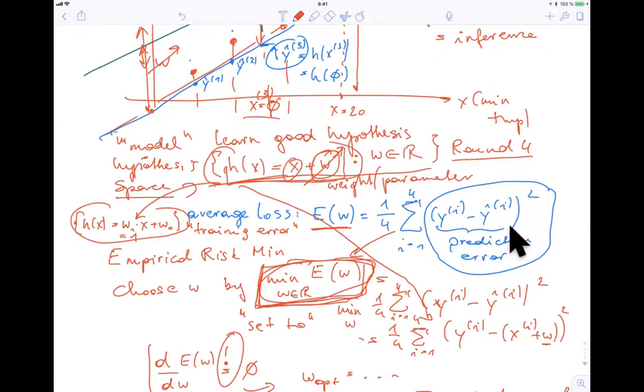But you can also have other maps by choosing W1, for example, equal to 2, which are not in this space here. So you can show that any element of this space must belong to this space. And that's how you show that this space is larger than this hypothesis space.